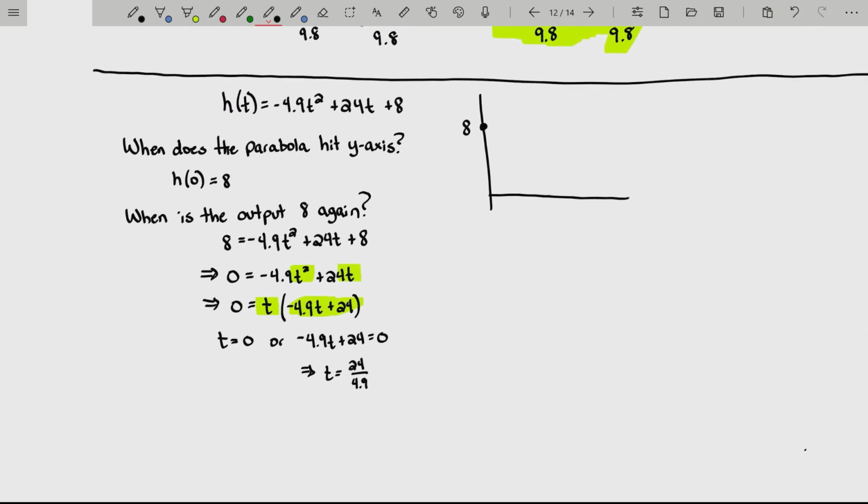Now let me just show you that on our graph. If I grab a calculator, which I'm just doing right now, you might be able to, if you listen closely, hear my clicks, 24 divided by 4.9. Then you find out that at time 4.89, roughly, the height is going to be 8 again. I don't need to write the 8 there, but at that time. So again, that's roughly 4.898.